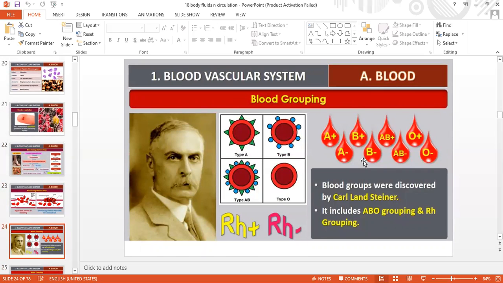Now next, let us talk about blood grouping. The blood group in humans was discovered by Karl Landsteiner, and it includes the ABO grouping and the RH grouping.